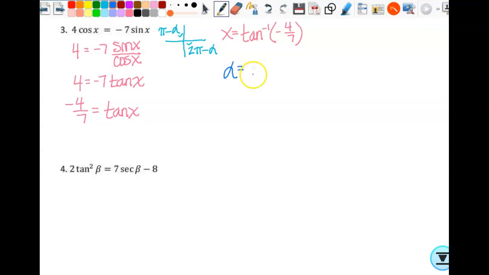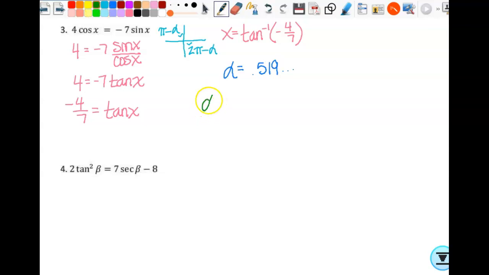You should get 0.519. Let me know if you disagree. If you didn't get 0.519, what could you possibly have done wrong? Put the negative, because remember, you only use the positive in the calculator. Okay, we good? All right.